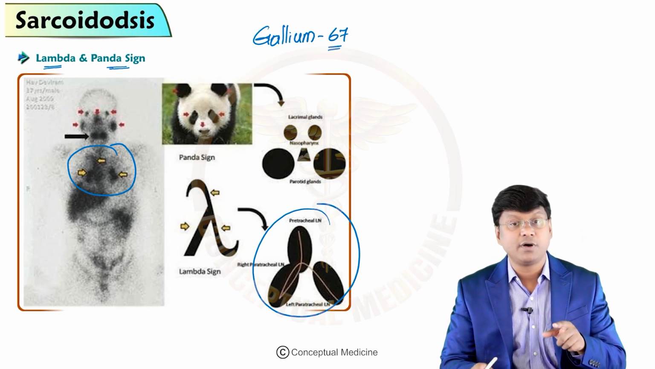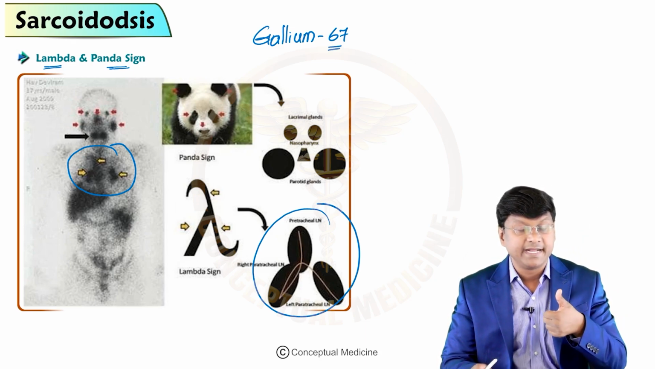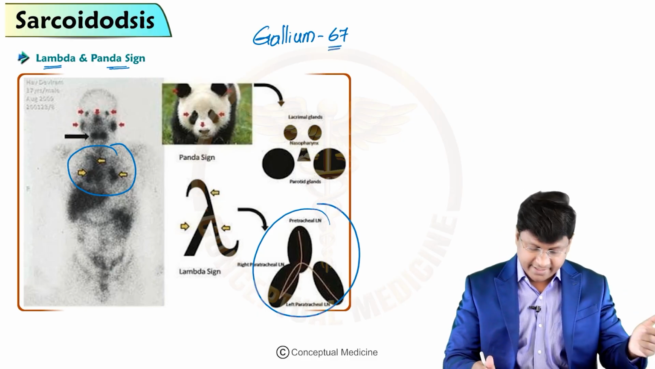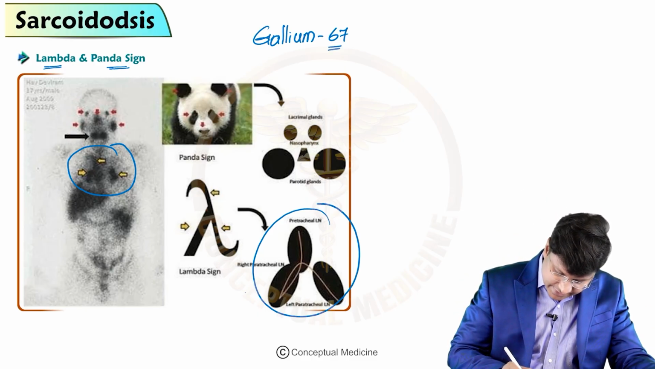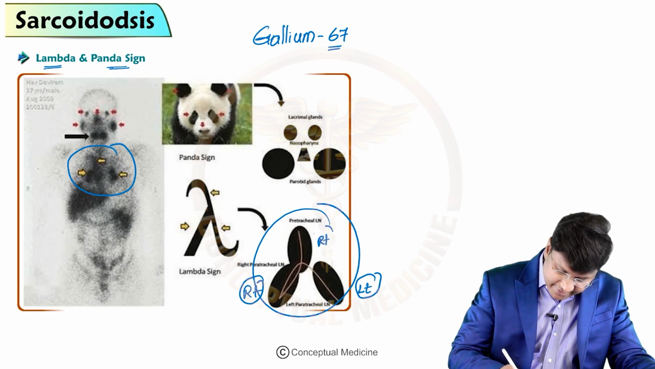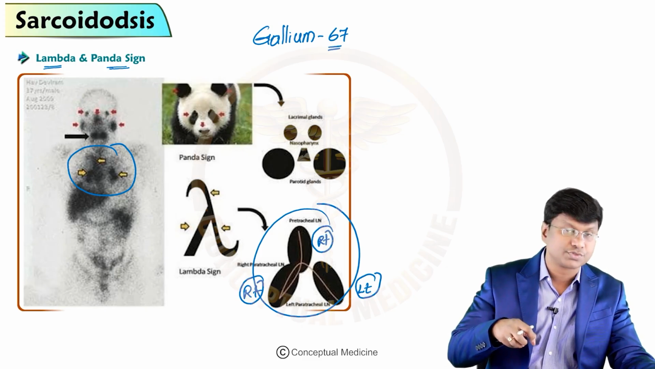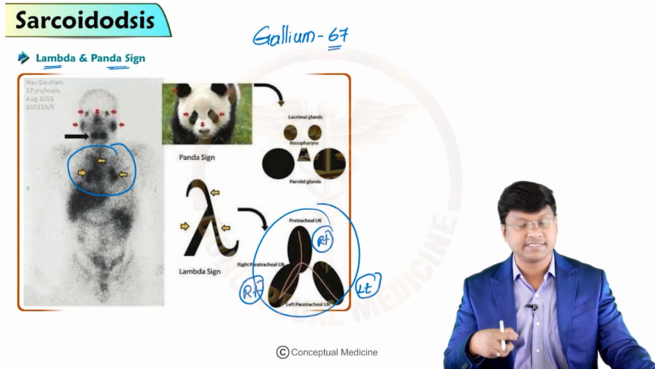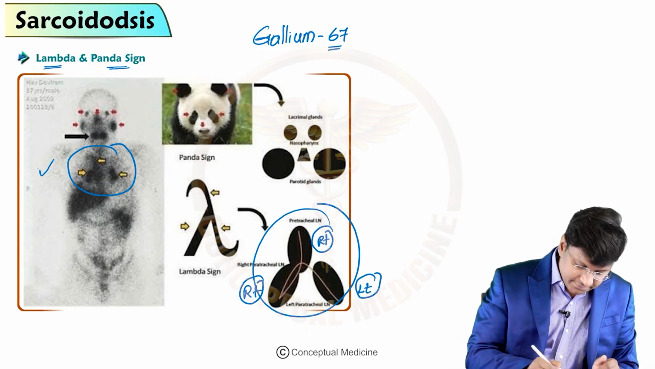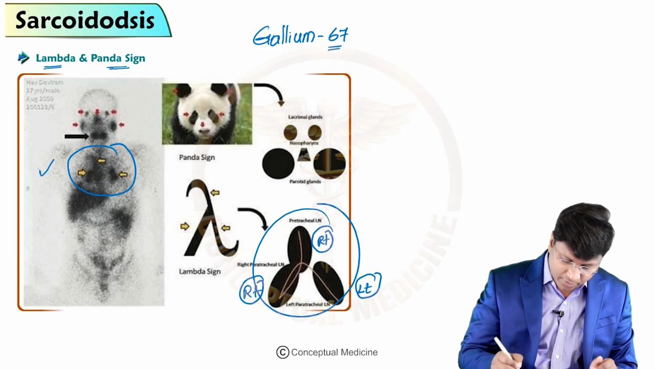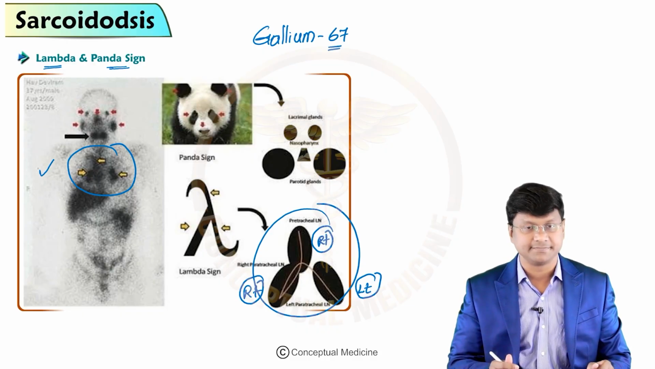Lambda sign is formed from increased uptake in bilateral hilar lymph nodes and right paratracheal lymph nodes. You can see that here. So this is your right hilar lymph node, this is your left hilar lymph node, and this is your right paratracheal lymph node. When the gallium-67 uptake is there in these lymph nodes, then in the imaging it will appear in the form of a lambda. That is why it is called lambda sign.